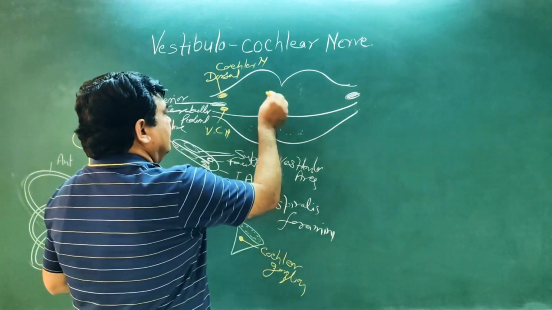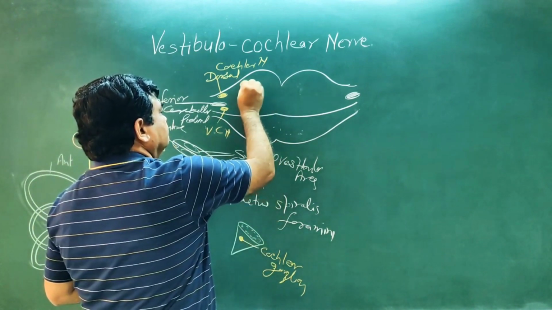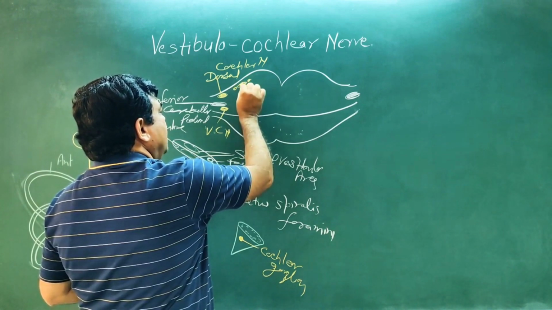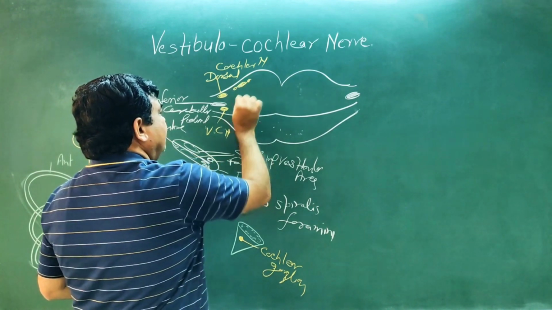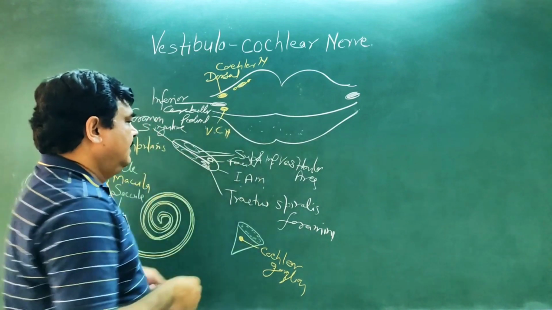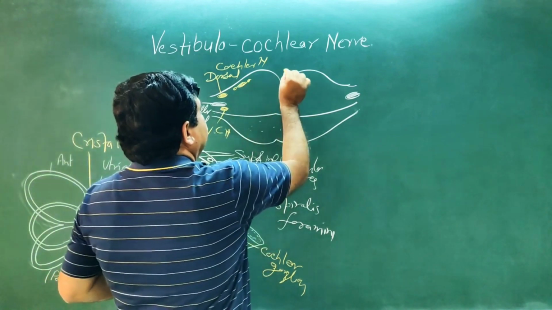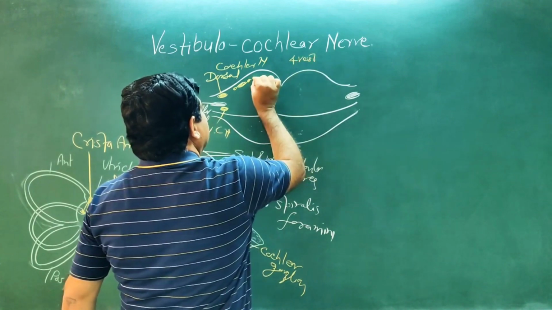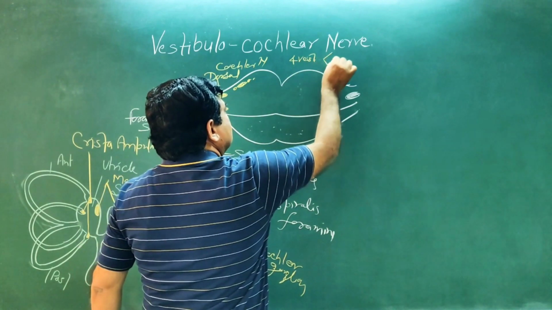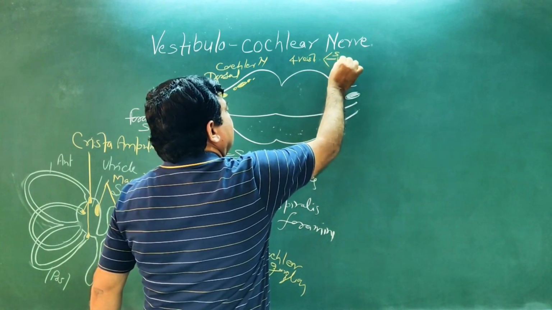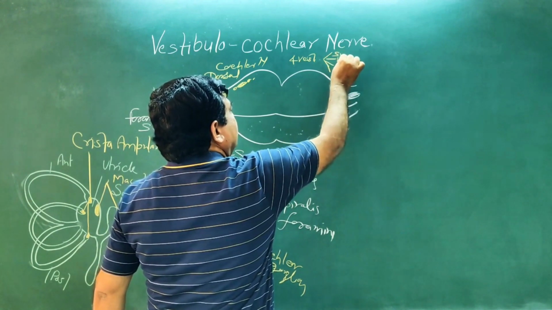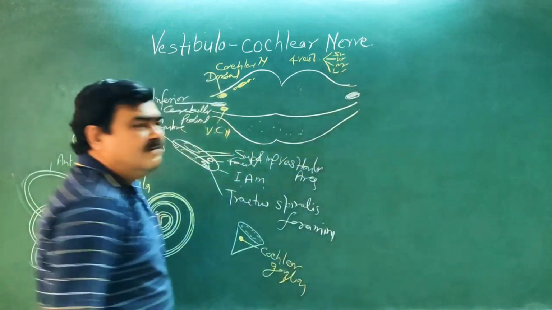And here is position of vestibular nuclei. These are vestibular nuclei. There are 4 vestibular nuclei: superior, inferior, medial and lateral vestibular nuclei.